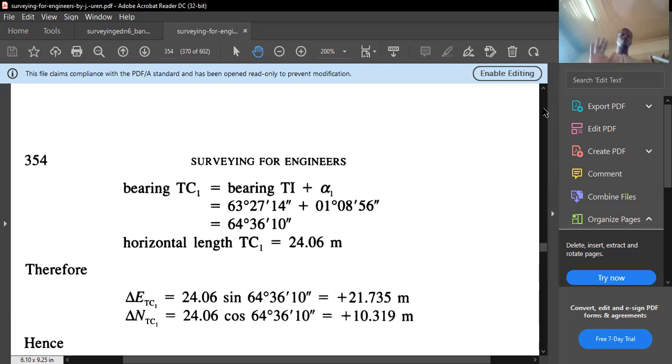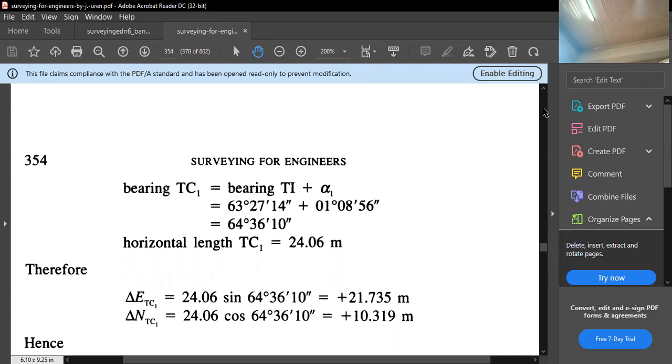Okay, that's what we want. What is then the bearing of T1? So we are pointing at it. We need to do some math. So then T1 is 63 degrees 27 minutes 46 seconds.